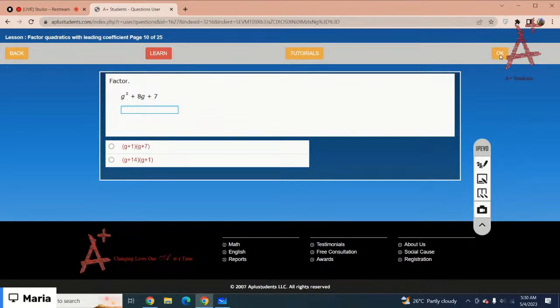Okay, the next one is g square plus 8g plus 7. So which is the correct option? It would be option number 1, g plus 1 and g plus 7.